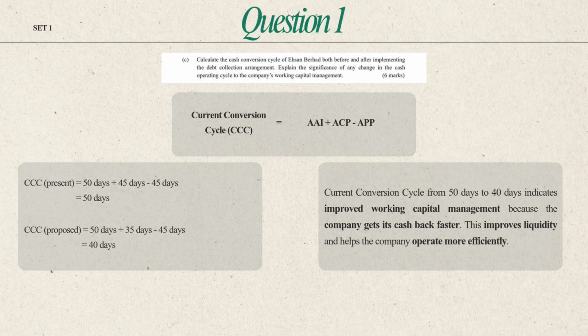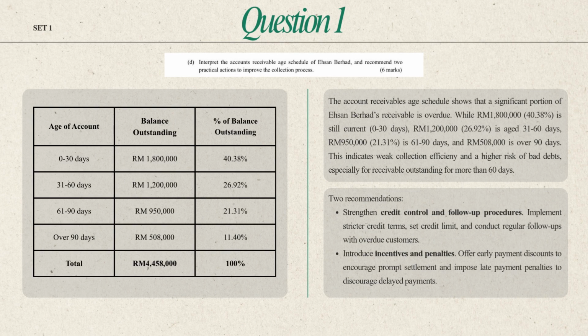And then we apply the formula, which is by adding the inventory days and receivable days, and then subtract the payable days. We then compare the current CCC against the new CCC to see how many days of financing we have saved. In part D, which is the last part, we analyze the aging schedule.